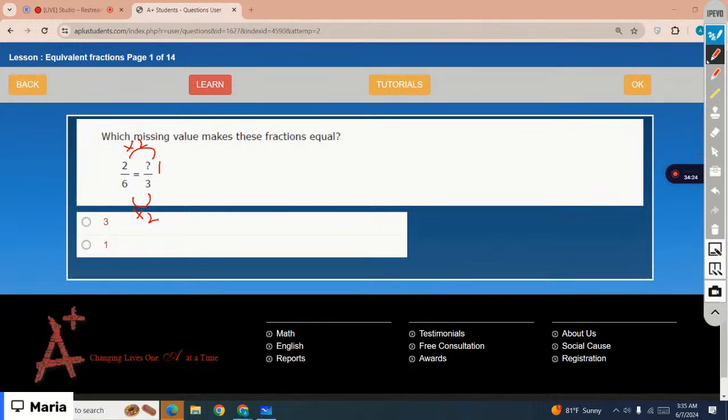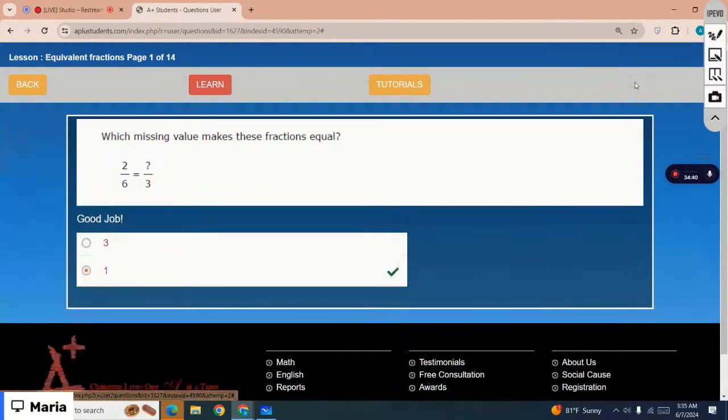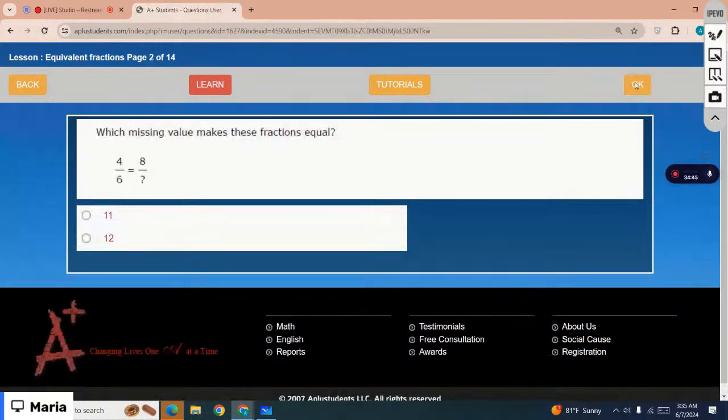Got it? Either they are multiplied by the common number or they are divided by the common number, right? So that would be 1 times 2. The correct option is 1. Which missing value makes the fraction equal? So which is the correct option?